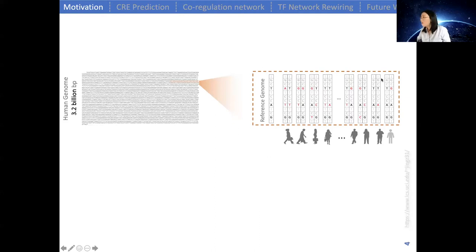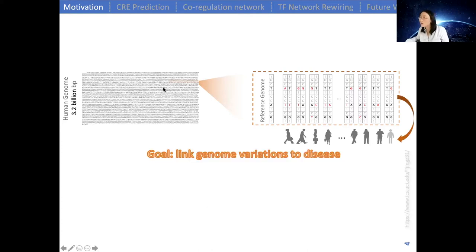And because of these different combinations of mutations in the human genome, we are unique. And we are one of a kind among the whole population. But sometimes some mutations cause not just phenotypical variations. They actually cause a lot of abnormal phenotypes and even genetic disorders. So my goal is to link which mutations in the genome can cause the phenotypic differences and even diseases.